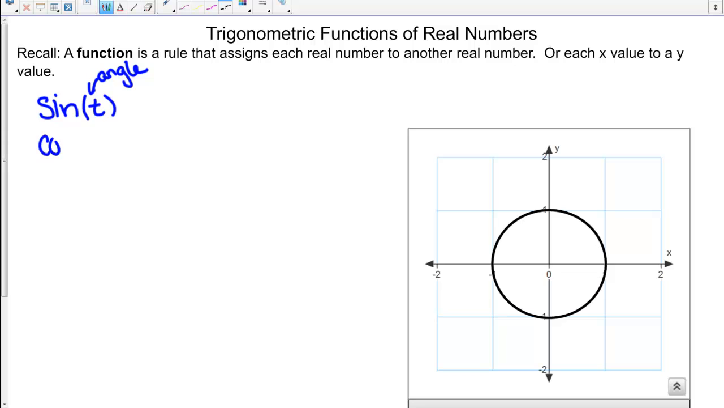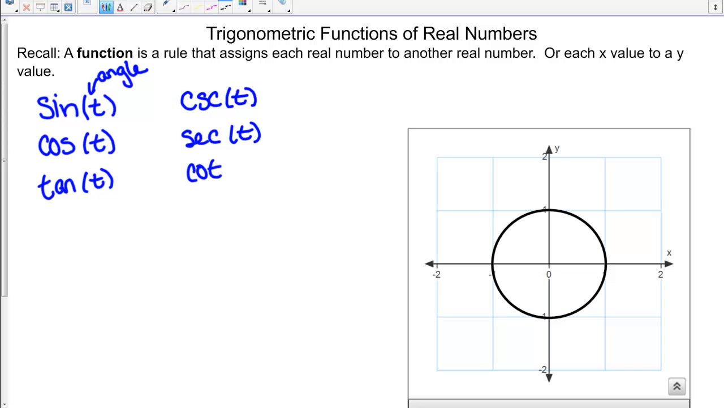We have cosine of t, tangent of t, then we have cosecant of t, secant of t, and cotangent of t. So what does this mean when we're looking at a unit circle?